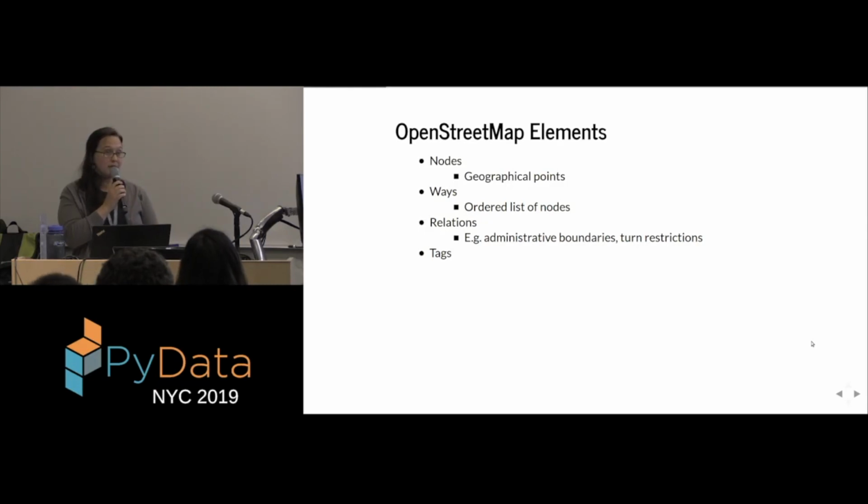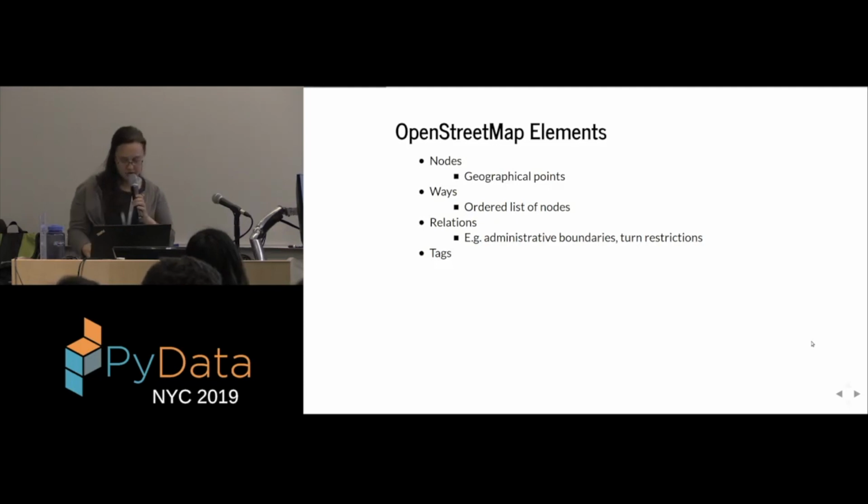Ways are also how you represent things like parks. You have a polygon, you start and you end at the same node, but you trace a line around. And then they have relationships between elements, so administrative boundaries around cities. You can have turning restrictions from one street to another street. And they also provide feature information for their elements using tags, and I'll come back to tags in a moment.